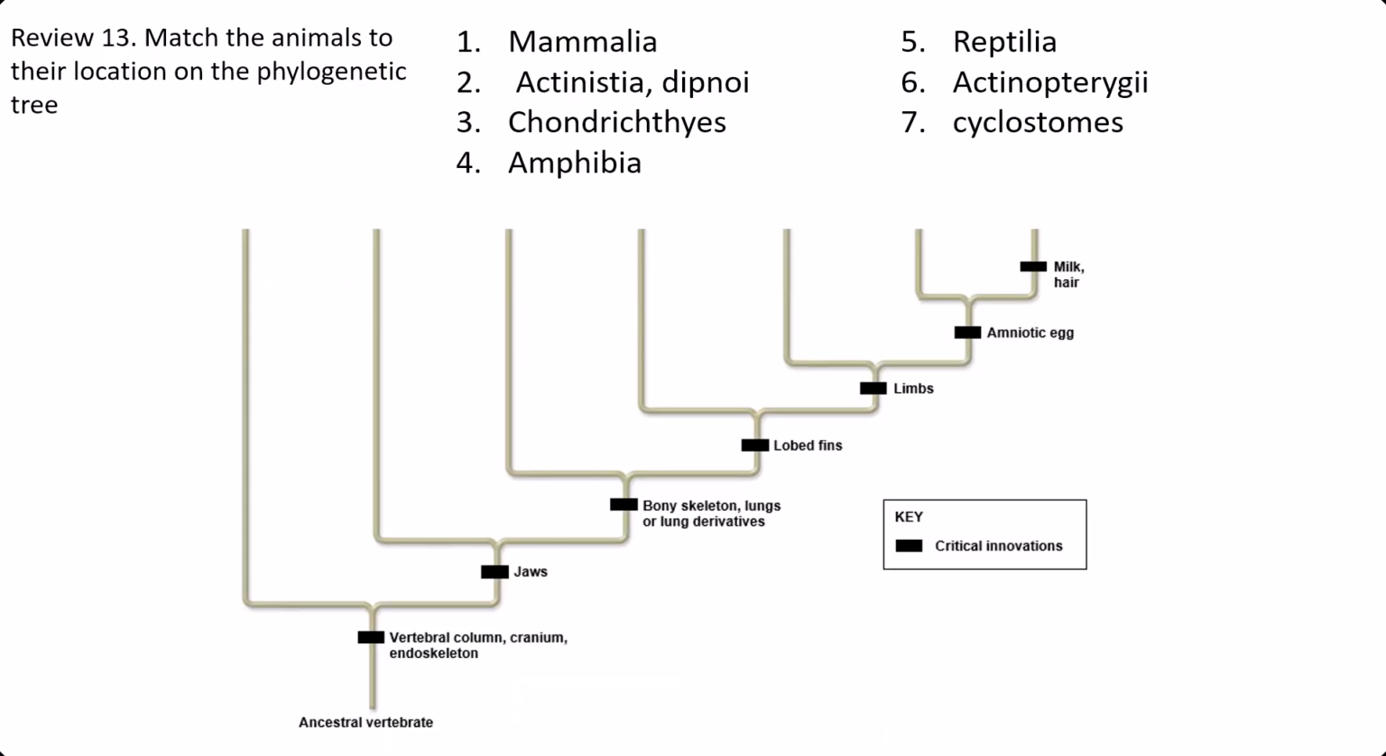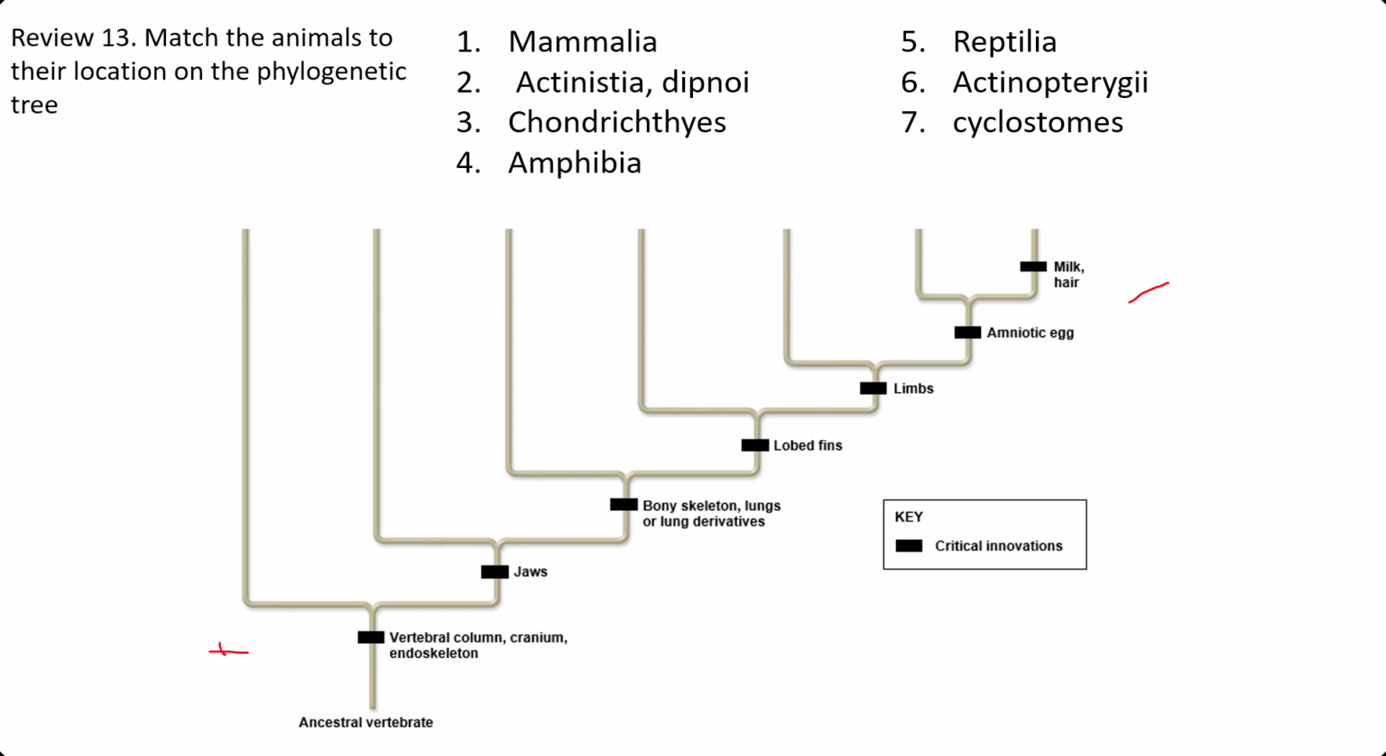So let's review. Match the animals to their location on the phylogenetic tree. I would encourage you to pause so you can think this through before you just listen to me answer this for you. But go ahead and take a pause and see if you can work out which group goes on which part of this phylogenetic tree. So there's really kind of 2 ways we could do this. We could either start at like the simplest groups or the more complex groups. Let's go ahead and start at our simplest group over here.